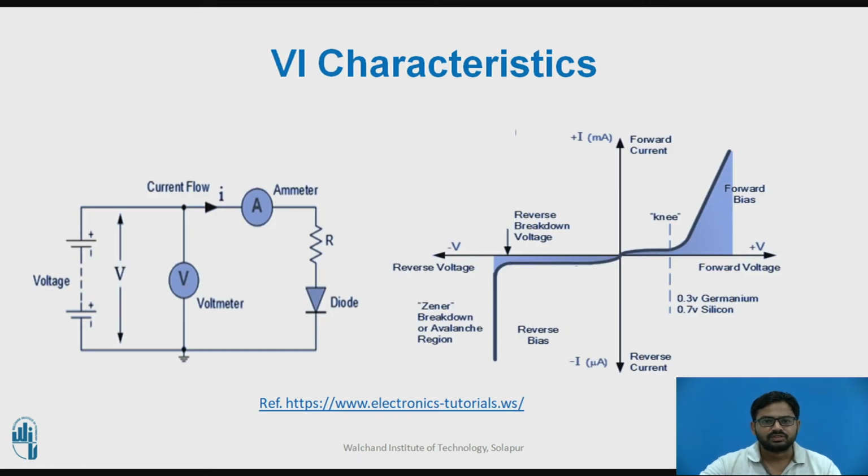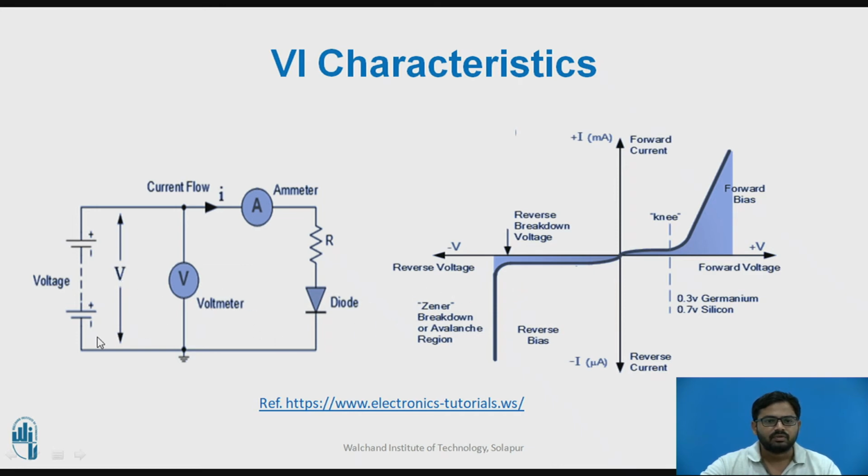So, VI characteristics of the diode. So this is the VI characteristics. To measure the current through a diode, an ammeter is used, and to measure the voltage across the diode, a voltmeter is used, and there is a current limiting resistor placed here, and this is a variable voltage source. This variable voltage source changes the voltage from 0 to positive, and 0 to negative.